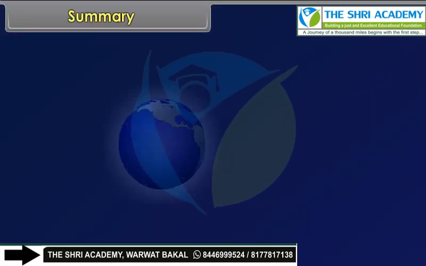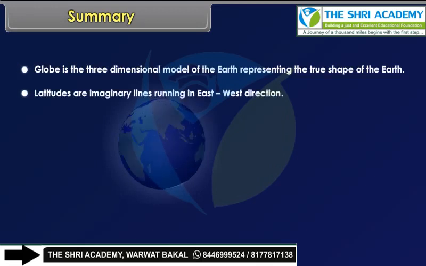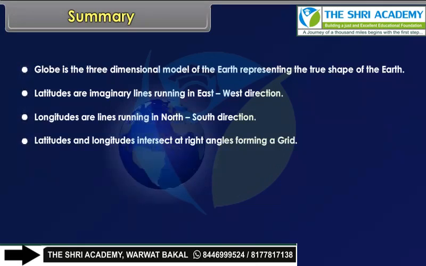Summary. Globe is the three-dimensional model of the Earth, representing the true shape of the Earth. Latitudes are imaginary lines running in the east-west direction. Longitudes are lines running in the north-south direction. Latitudes and longitudes intersect at right angles, forming a grid.